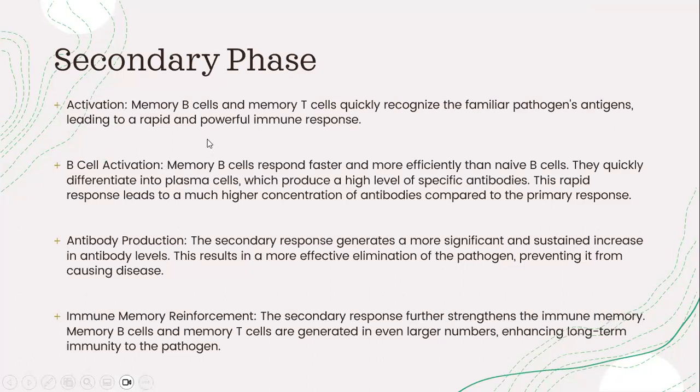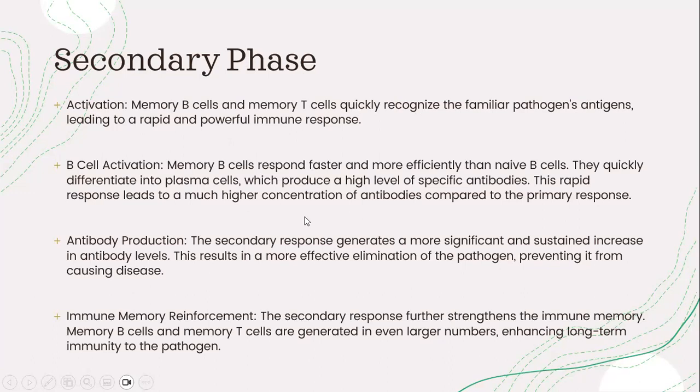But now is the secondary phase. So you've gotten the infection, you no longer have symptoms, but in the next few months, you encounter that same infection again. What happens? In this case, you already have memory B cells and memory T cells. And what they do is quickly recognize the familiar pathogen antigens, and that would lead to a rapid and powerful immune response.